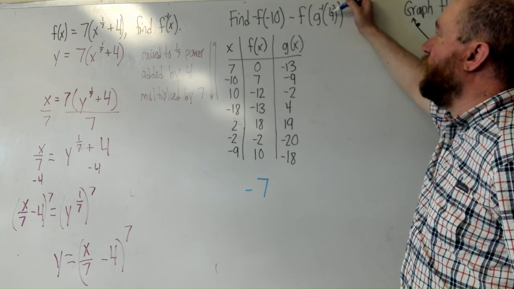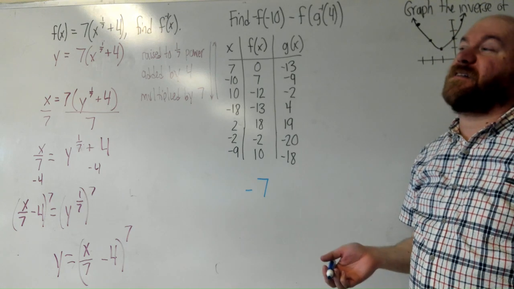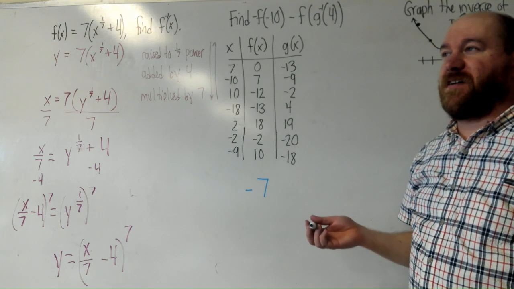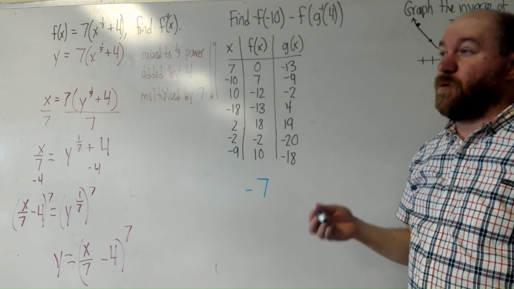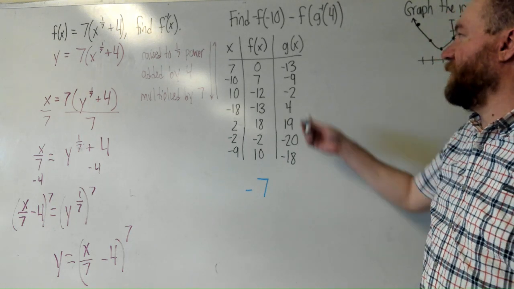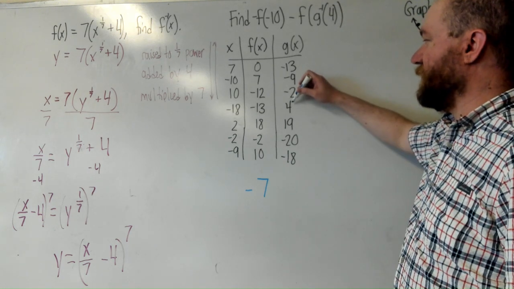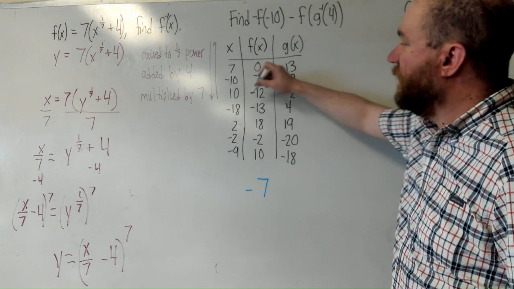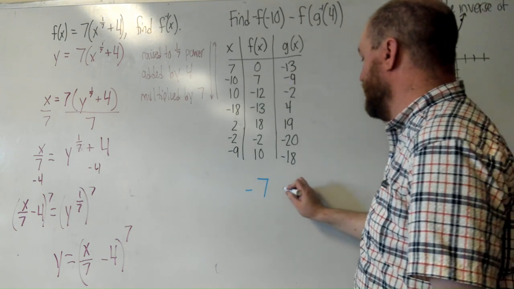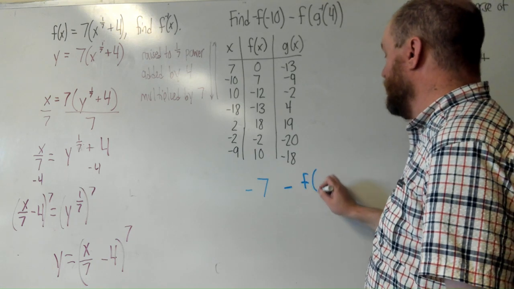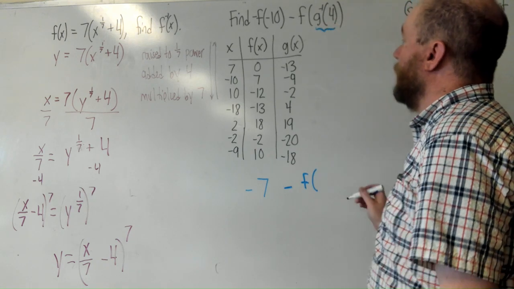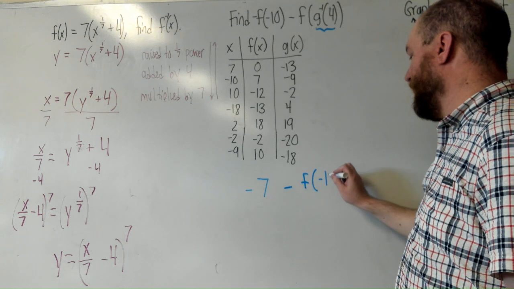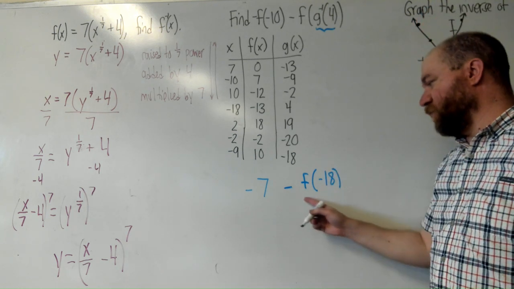So it says g -1 of 4. That means I plugged in some value of x, and my answer was 4 in the g column. So where is that answer? It's right there. So that means what number made that? Negative 18 made that. So now we know this all works out to be negative 18. And now we can do this problem.